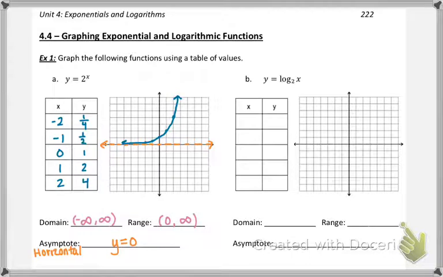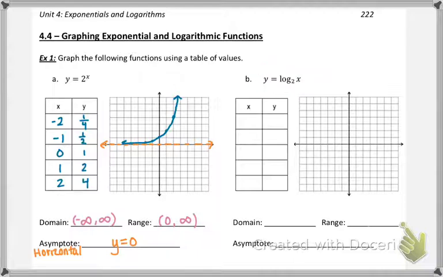Okay, so we're familiar with how to graph exponential functions, but now what about the log function? What about something like this? How do we graph that? Well, we don't really know how to graph a log function, but we know how to graph an exponential function. And back in section 1 of Unit 4, we learned how to switch from a log to exponential function, right? So if we don't know how to graph a log function, let's change it to exponential form, and then we can just graph the exponential function from there.